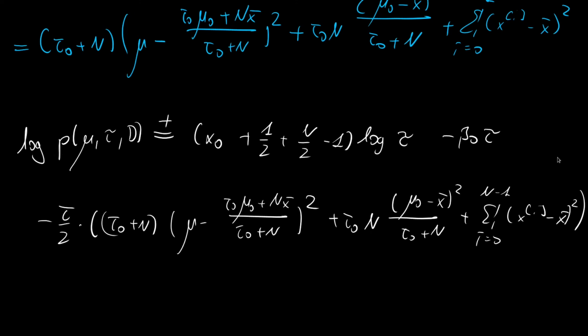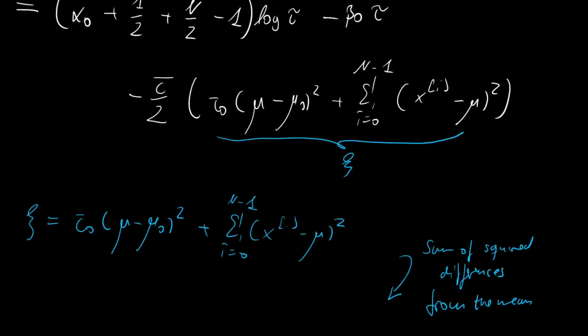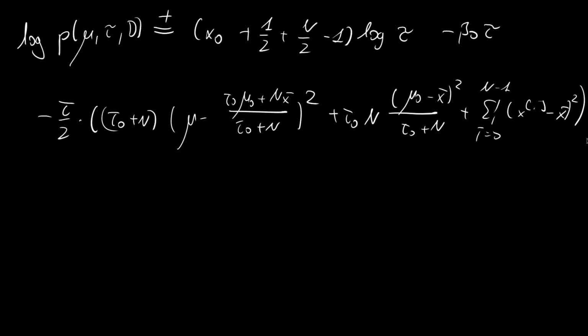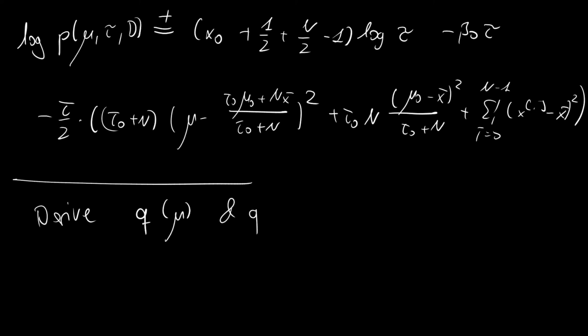It was a long journey so far, but let's not lose the big picture. We derived this because we now want to apply it to the update rules in order to identify a functional form for these two surrogate distributions that we have to find. So the next task will be to derive the two surrogates, so derive q of mu and q of tau. And we will start with q of mu.